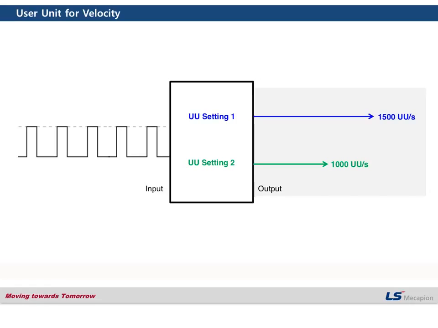This is a kind of diagram to show you what the user unit means. So basically, the user unit is the scaling unit which is defined by the user. So in this case, in the velocity control mode, it determines the value about the unit time. So by setting this value, the output, in this case the velocity, becomes very different.